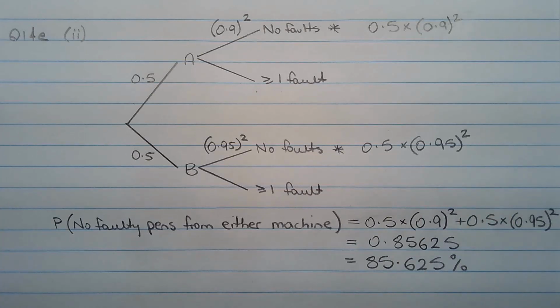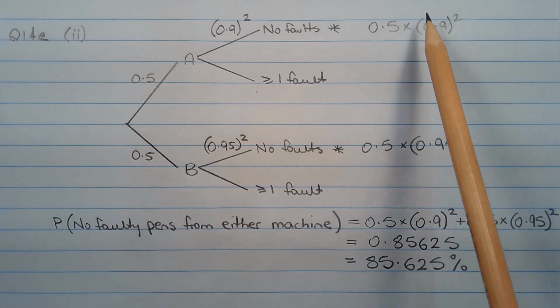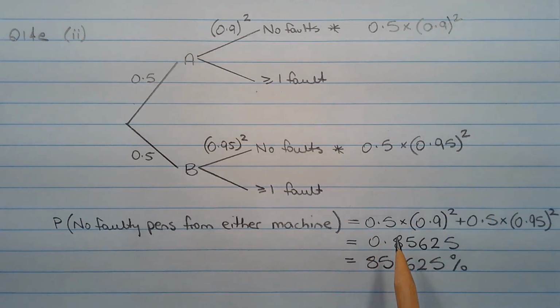So to get the probability that no faulty pens from either machine are chosen, we just add these two probabilities together. So it's going to be 0.5 times 0.9 squared plus 0.5 times 0.95 squared, which equals 0.85625 or 85.625%.